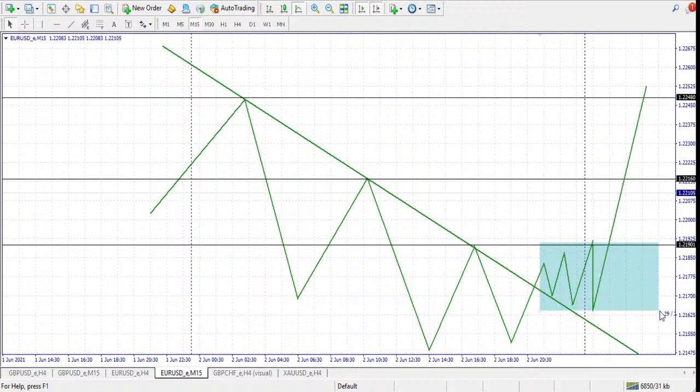Does this make sense, whatever I'm saying? Okay, so you will buy it there, have your stop loss, and then your take profit you place just as I've said. So we'll look at just one example for this.